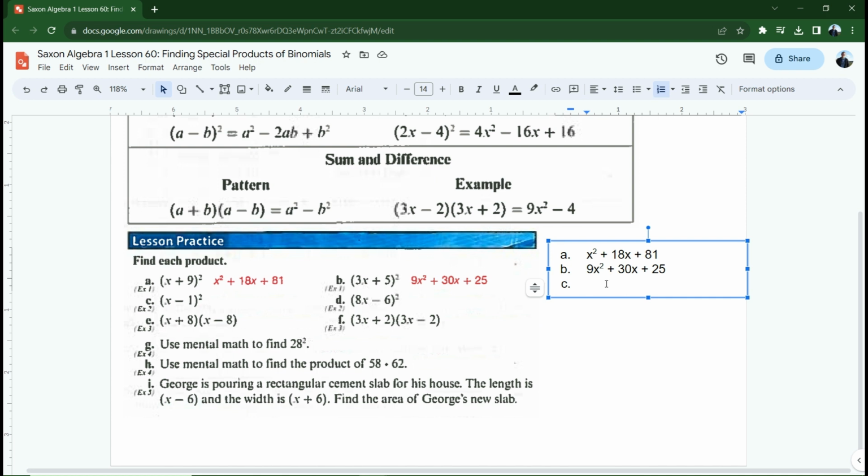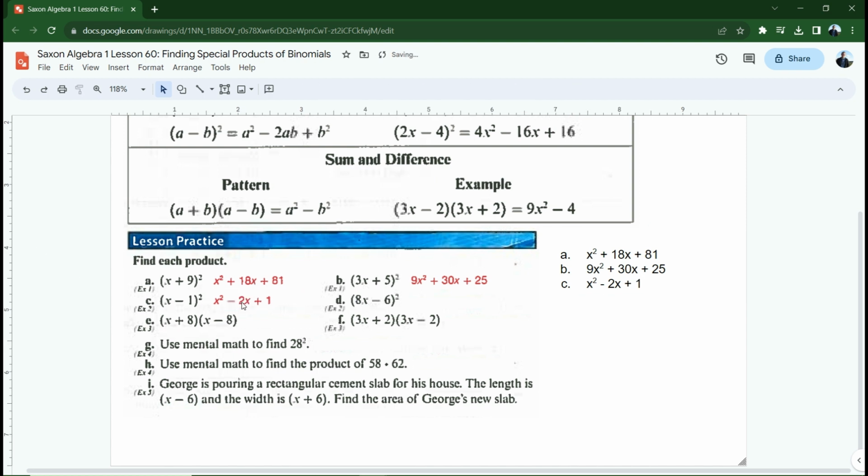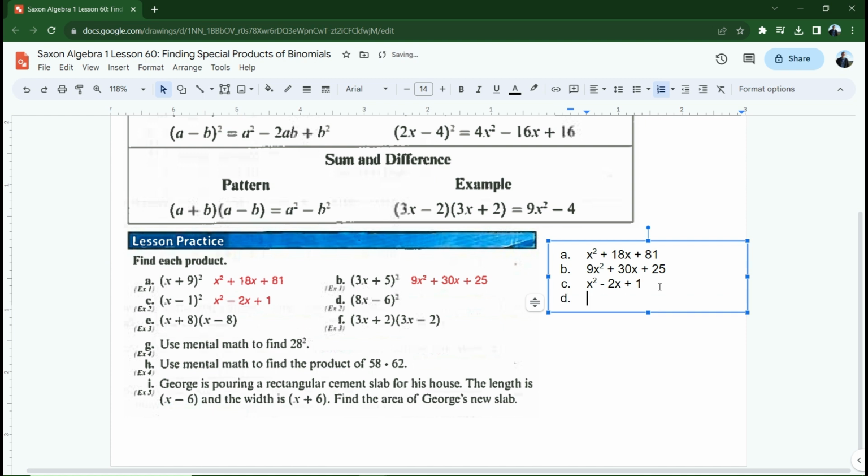So the first term squared is going to be x squared, minus 2 times the first term times the second term. 2 times x times 1 is just 2x, plus the last term squared. Well, 1 squared is just 1. Let's see if we got this one right. There it is. Letter D.